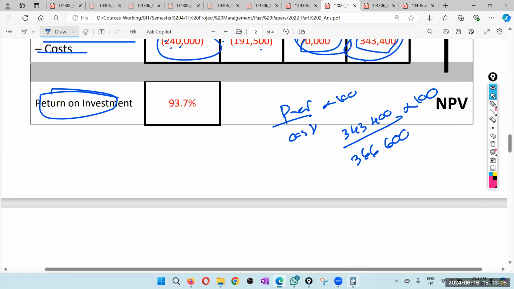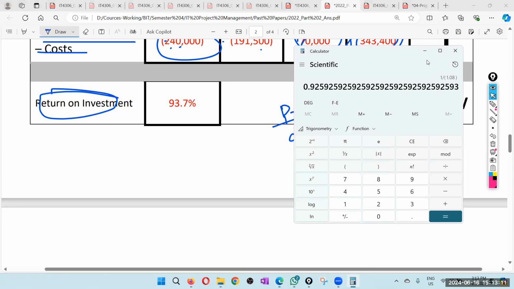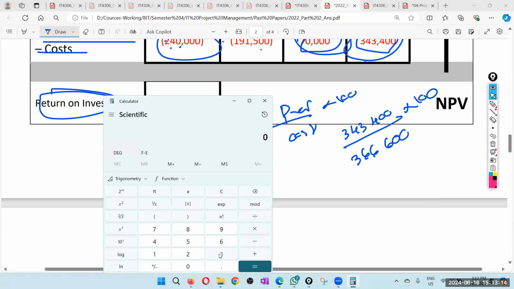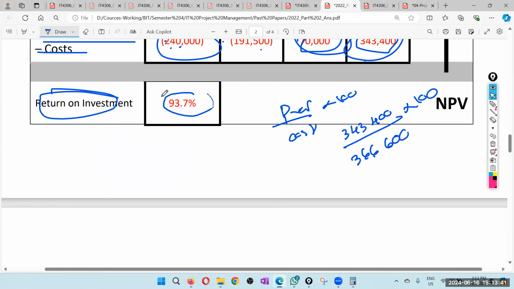Let's use your calculator, because you can use the calculator. 343,400 divided by 366,600 into 100. So your return on investment, or the profit percentage, is 93.67, or 93.7 if you go by 1 decimal place. Okay, that is return on investment.